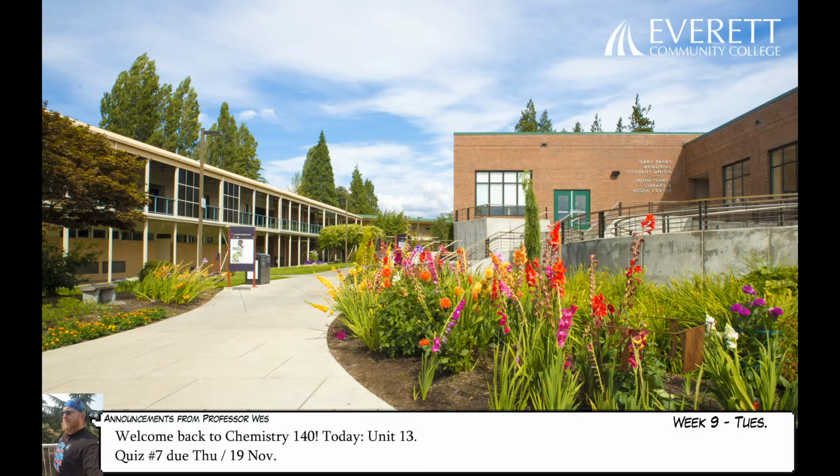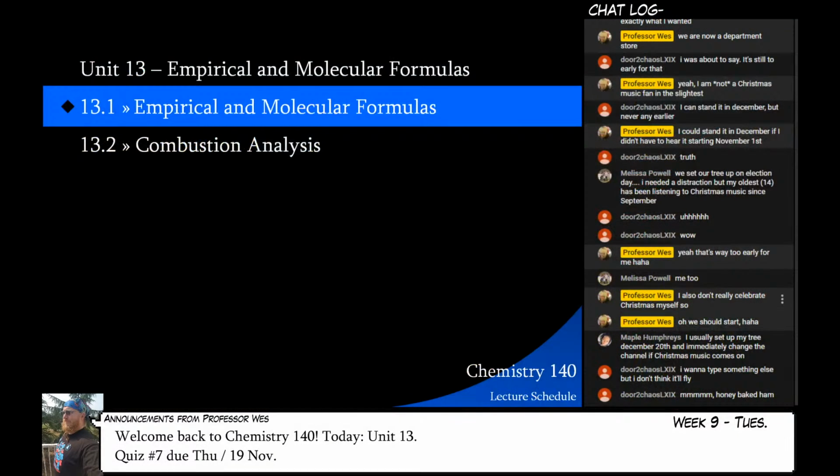There will be another quiz for not just Unit 13, but Unit 13 and 14 put together. Unit 13 is pretty short, but the calculations are pretty involved. And we're going to do that today. So that's the whole point of today's lecture, to discuss how exactly we find formulas of things.